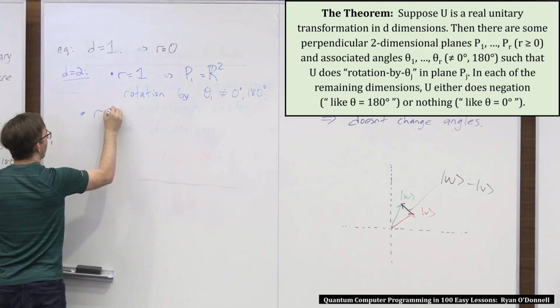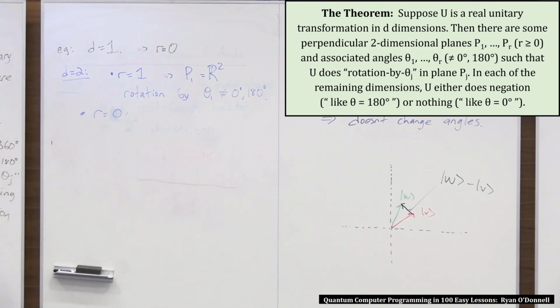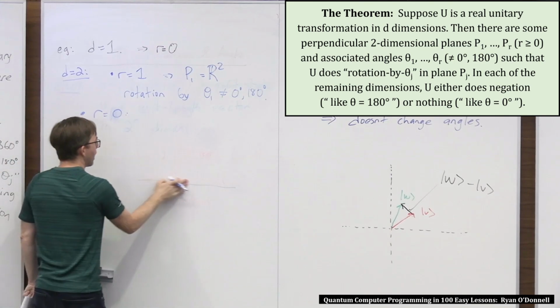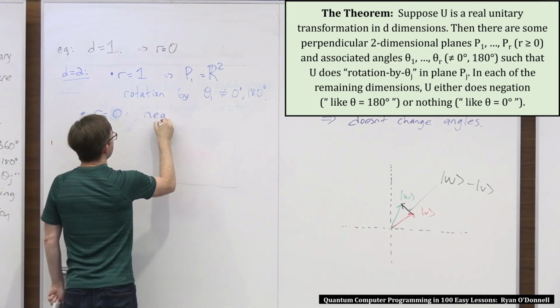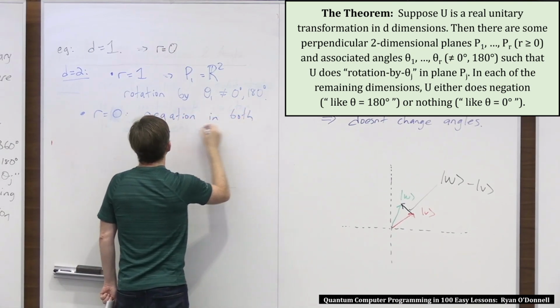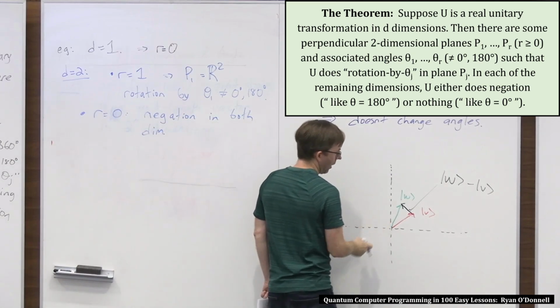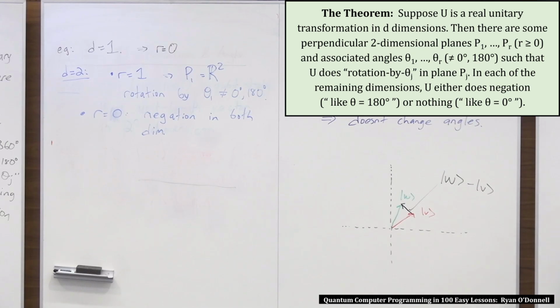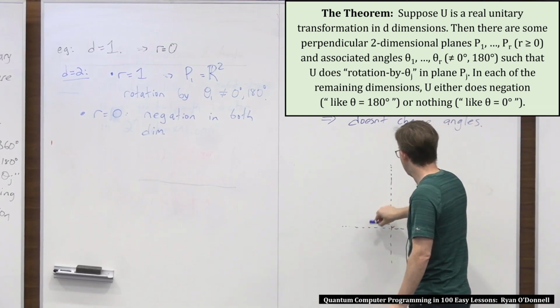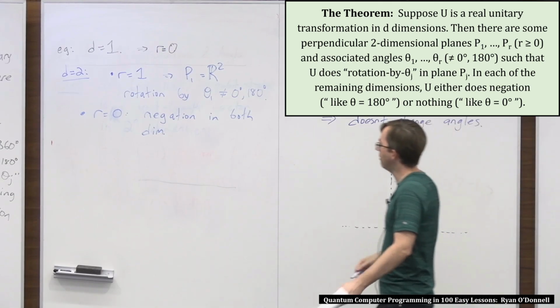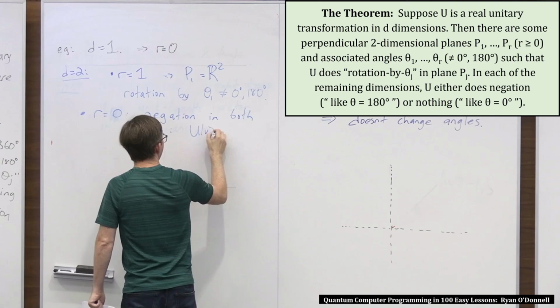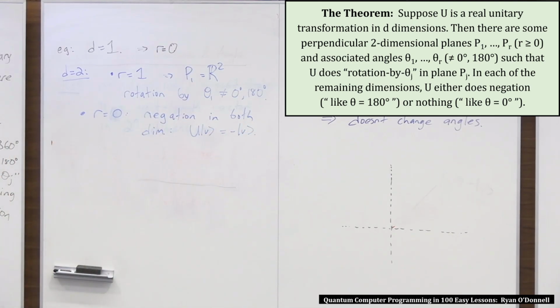So then we can go down to the r equals 0 possibility. That means r is 0, so we look at the 2 leftover dimensions. In each of these 2 leftover dimensions, the transformation can either be doing a negation or it can be doing nothing. So one possibility is that it's doing negation in both dimensions. Maybe I can reuse this picture. It's negating along the x-axis and negating along the y-axis. And that just means it's negating everything. So it's the negation transformation. This is just u of a vector is negative the vector, which is also rotation by 180 degrees, by the way.